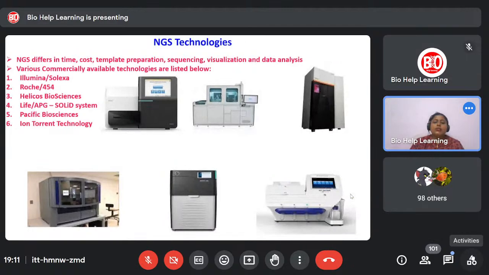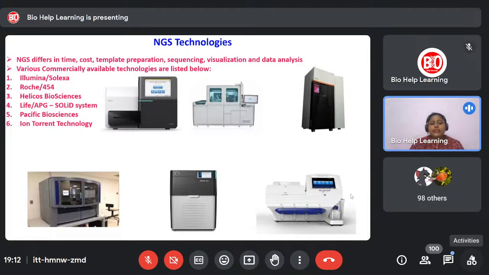Next slide. There are lots of technologies and developmental changes in NGS technologies based on time, cost, template preparation, sequencing, visualization, and data analysis. Here I mentioned the top six technologies. First is Illumina or Solexa. Second is Roche 454. Third is Helicos Biosciences. Fourth is the Life Technologies ABI SOLiD system. Fifth is Pacific Biosciences. And sixth is the Ion Torrent technology.